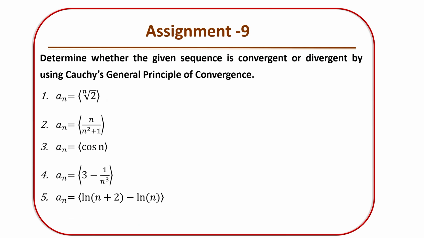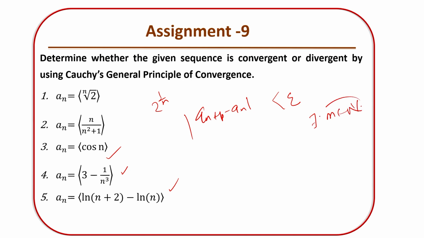So, the last assignment is based on the same thing, and you will find 2 power 1 by n, cos n, 3 minus 1 by n cube and so on. Use the same principle: modulus of a n plus p minus a n is less than epsilon, whether there exists a natural number m or not. If there exists m, then it will hold and it will fulfill the Cauchy general principle of convergence.